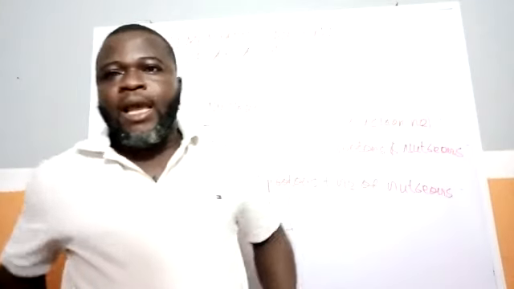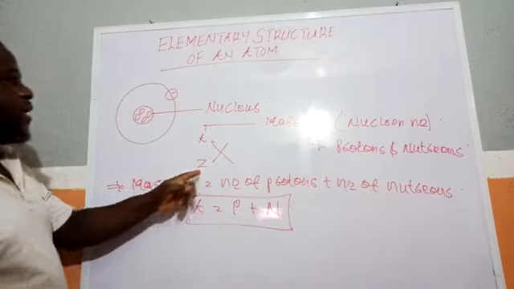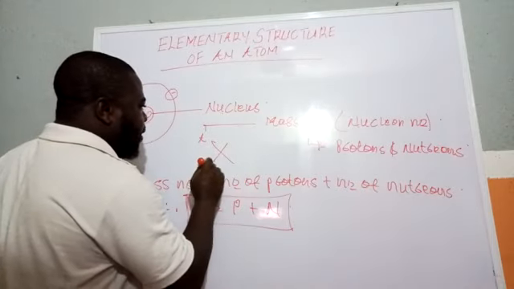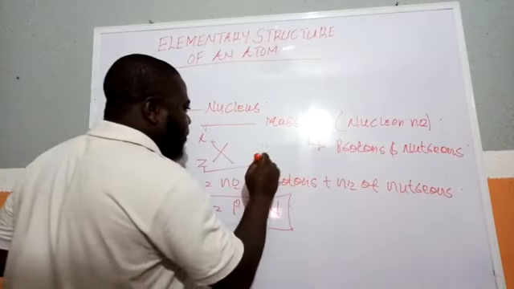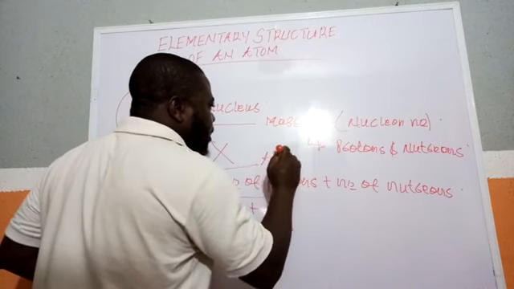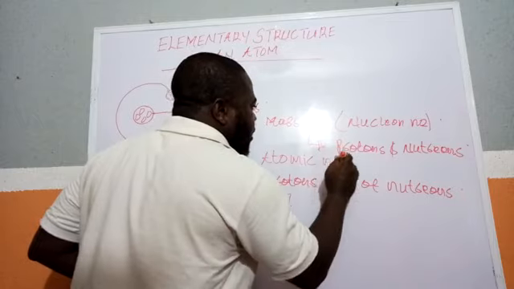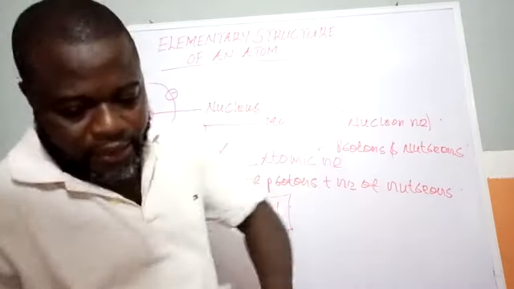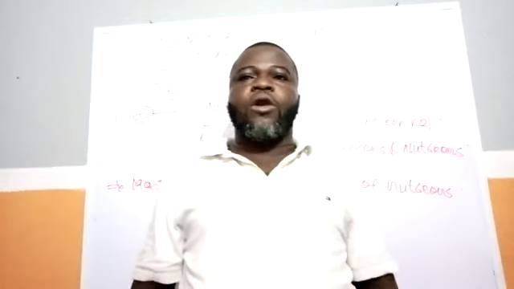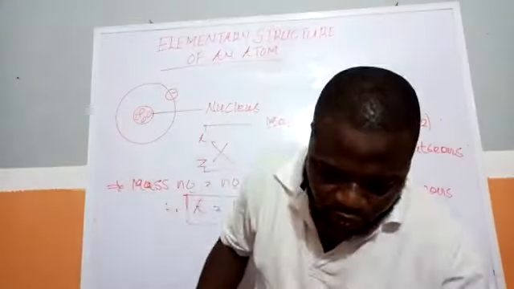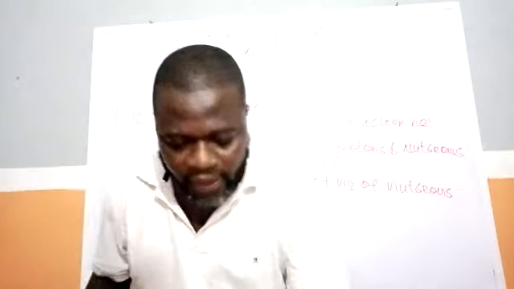So let's move on. Paragraph. Atomic number. That is our Z. This is what we call atomic number. Now you can write: atomic number is the number of protons in the nucleus of an element. Full stop. Mathematically given by.